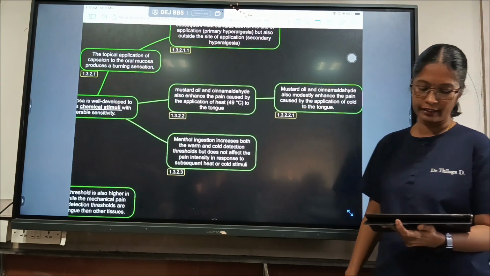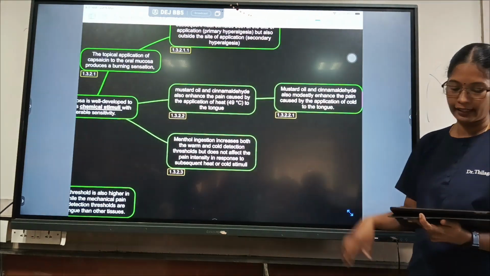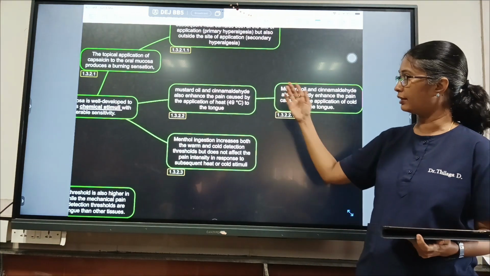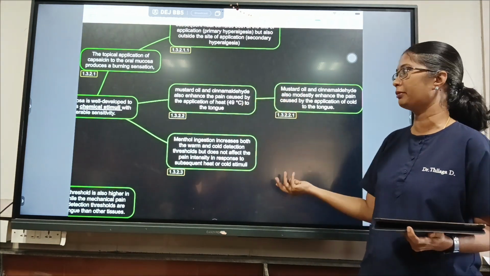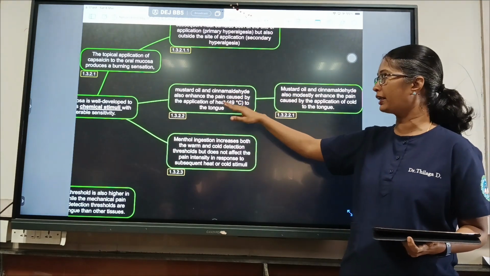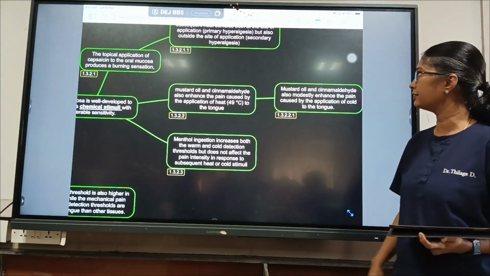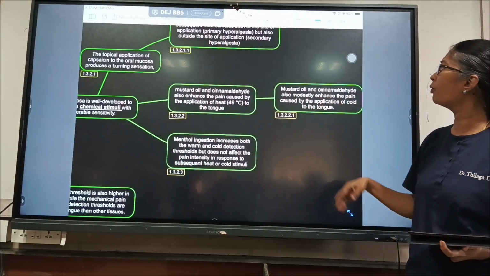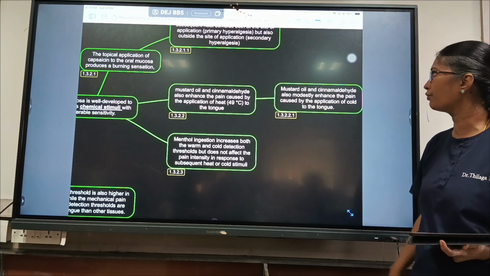How about mustard oil and cinnamaldehyde? They also enhance the pain caused by application of heat. Mustard oil and cinnamaldehyde themselves cause a burning sensation, and on top of that, if we apply heat, there is increased pain sensitivity. And they modestly enhance the pain caused by the application of cold to the tongue.